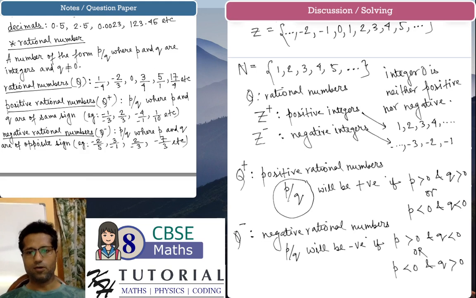Okay. So I hope it's clear what positive rational numbers and negative rational numbers are. You can take a screenshot of my notes on the left-hand side regarding the examples.